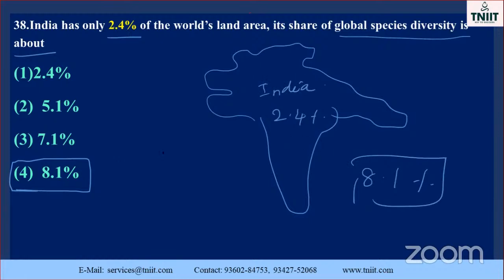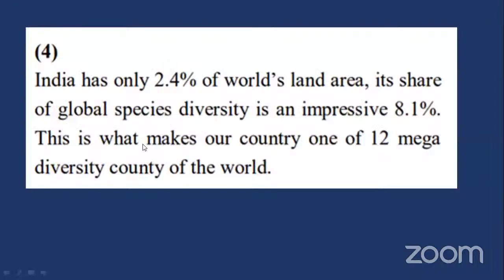These are the important points. This is also a direct question, my dear. Just go and check biodiversity, you will get the answer for these questions. Definitely you will get it. Because India has only 2.4% of the world land area, yet its share of global species diversity is an impressive 8.1%. This is what makes our country one of the 12 mega diversity countries of the world. World level, 12 mega diversity.